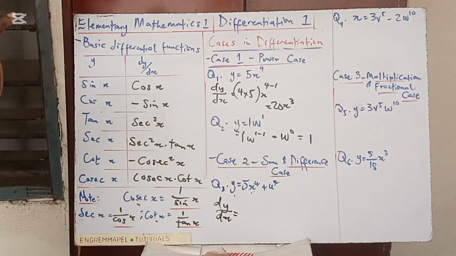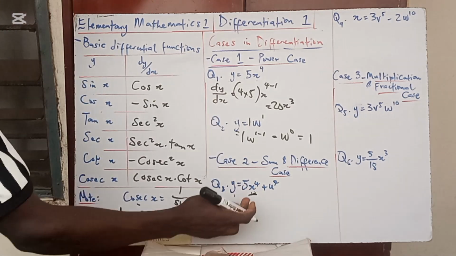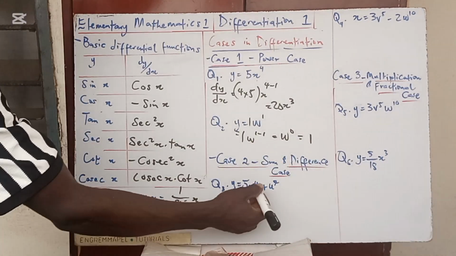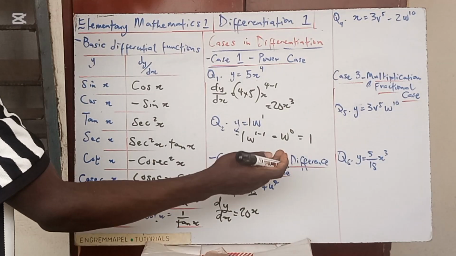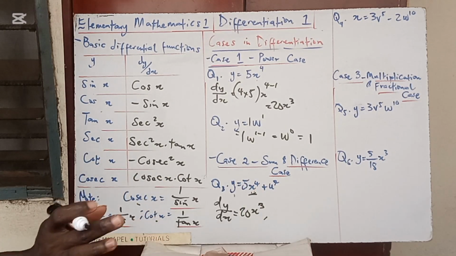I will face the one that has x only, which is this. This has x only. So what am I doing here? 4 multiplied by 5, then x raised to power 4 minus 1, right? So 4 times 5 is what? 20. Then x raised to power 4 minus 1 is what? 3. So that's for that. I don't need to touch this because they did not ask me to touch it.